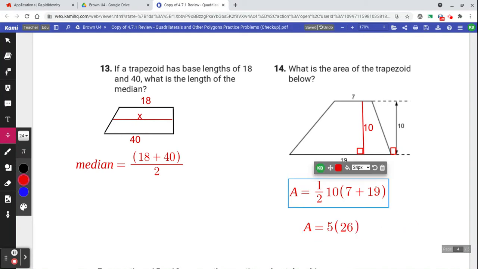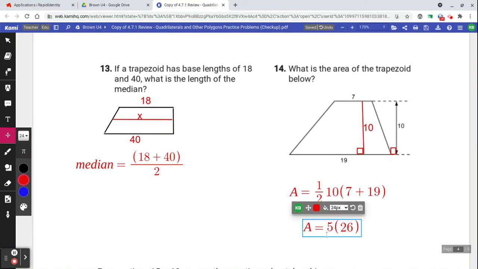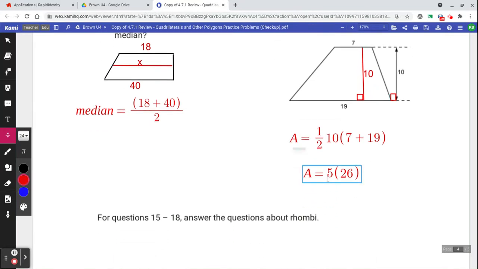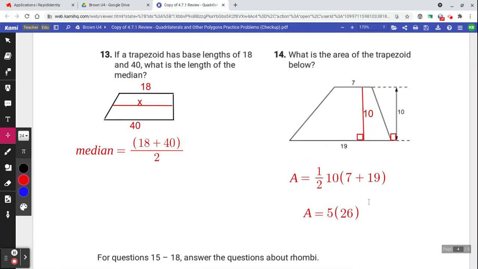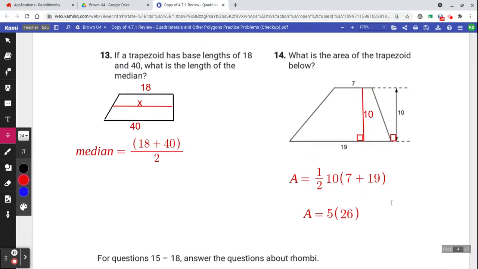PEMDAS says do the parentheses first. So we could have done it in many, many steps. We could have done 7 plus 19 is 26, and then the next step would have been multiply left to right. And really, it doesn't matter. The order of multiplication doesn't matter. We could have taken half of 26 multiplied by 10, but I chose to multiply the half and the 10. You're not quite done. Multiply the 5 and the 26. That'll get us the area of the trapezoid.